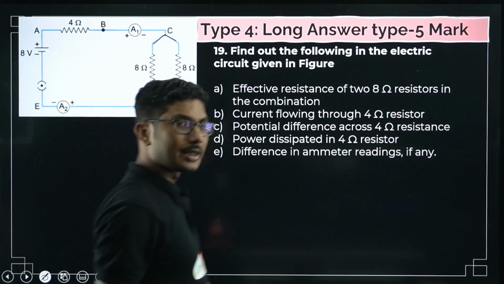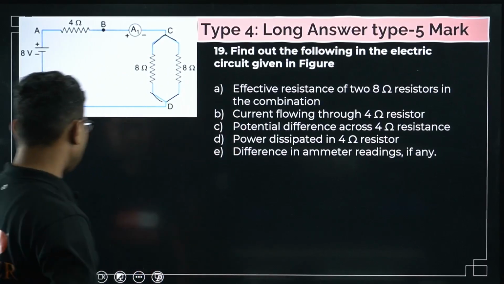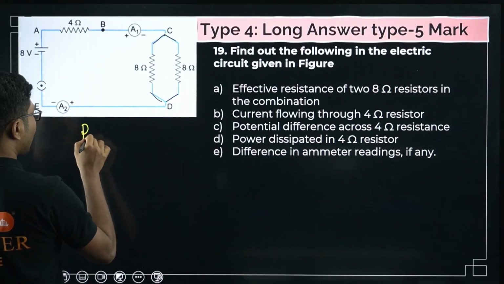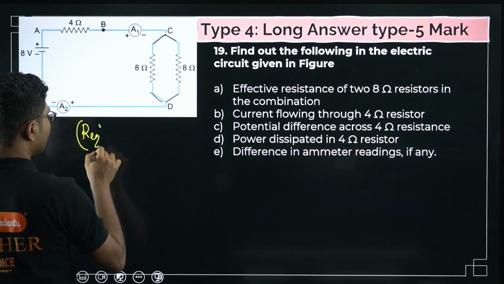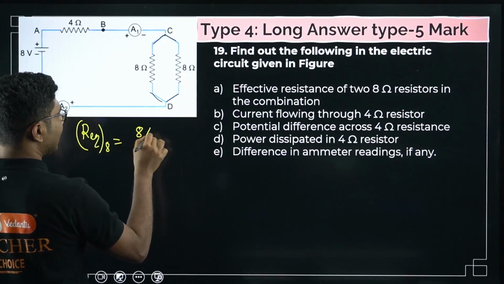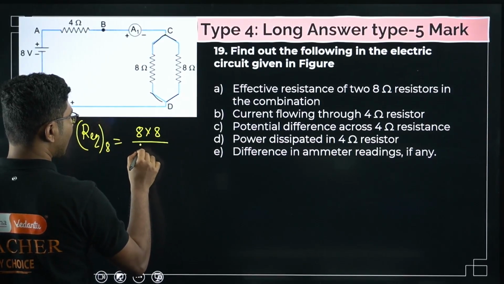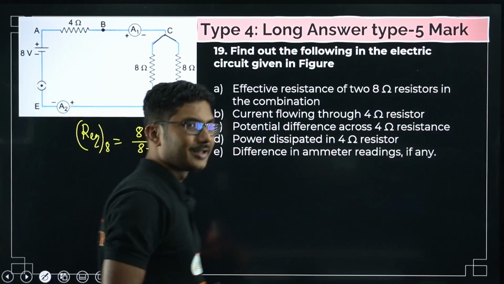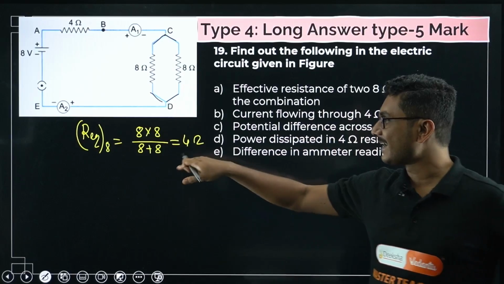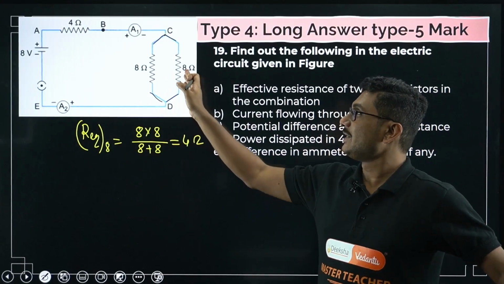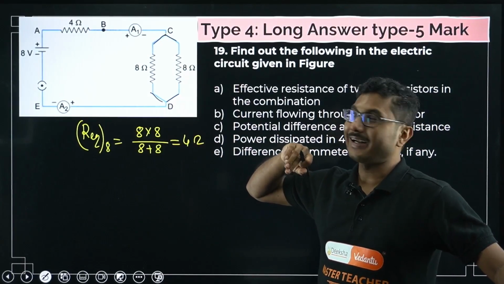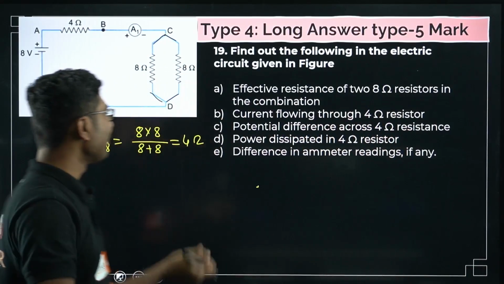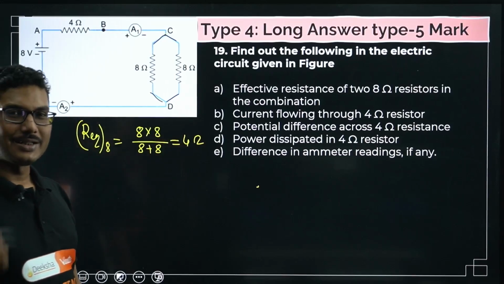That means what type of connection is it? It is a parallel combination. So if they are connected in parallel, then the equivalent resistance of both the 8 ohm resistors is 8 times 8 divided by 8 plus 8, that is 4 ohm. How did I write this directly without doing any calculation? When two equal resistances are connected in parallel, their equivalent resistance is just half. If you know that, you can write it directly, but you have to show this calculation at least once.